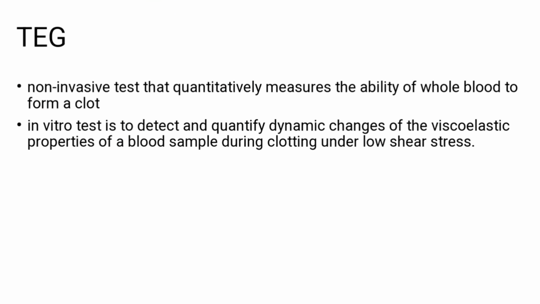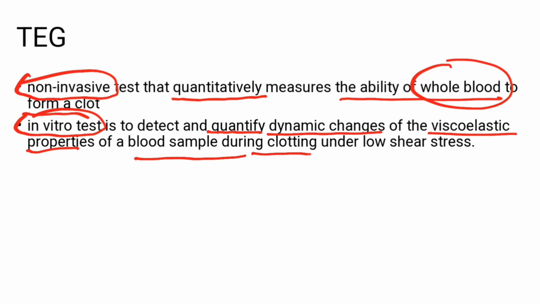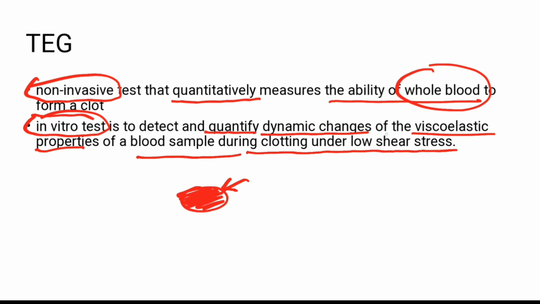So what basically is thromboelastography? It is a non-invasive test that quantitatively measures the ability of whole blood to form a clot. This is done in vitro, and it quantifies the dynamic changes of viscoelastic properties of a blood sample during clotting under low shear stress. So basically in this test, we take a blood sample, apply low shear stress to the sample, and measure the dynamic changes of the viscoelastic properties of the clot over time. So this is basically thromboelastography.